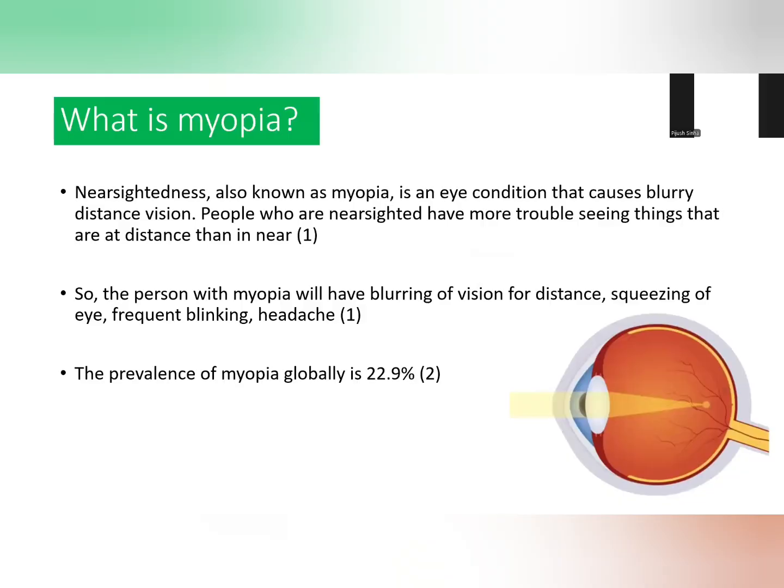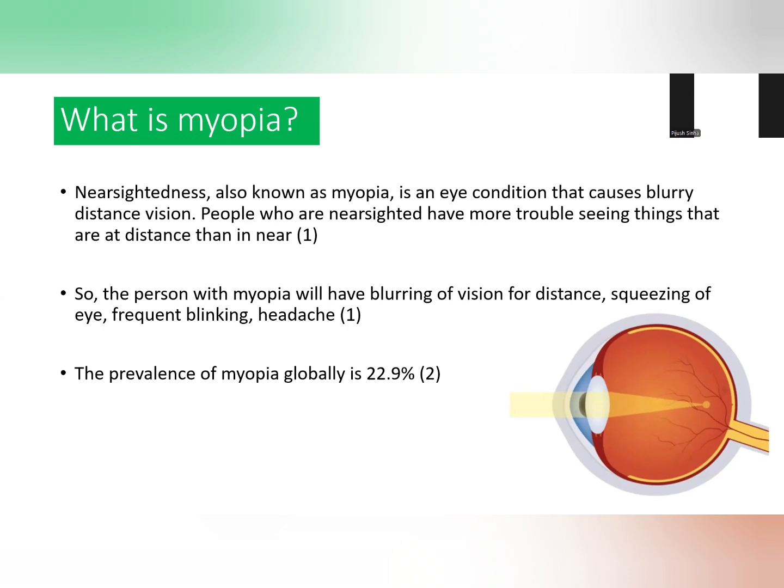So here, what is myopia? Myopia is a type of refractive error where the parallel rays of light coming from infinity get focused in front of the retina instead of on the retina. That is myopia, right? In myopia, the person feels difficulty seeing distant objects clearly, but can see near objects. The person with myopia has this problem, and the prevalence of myopia globally is 22.9%.